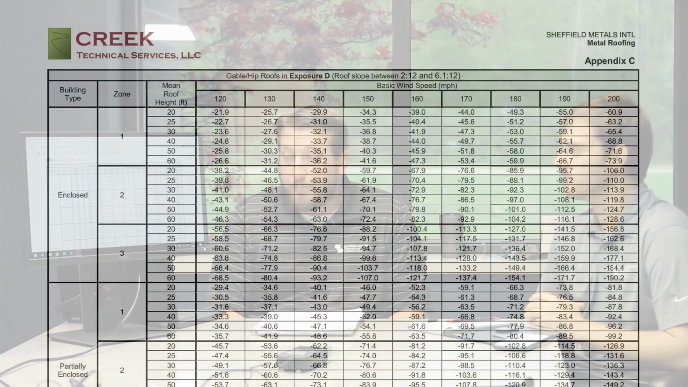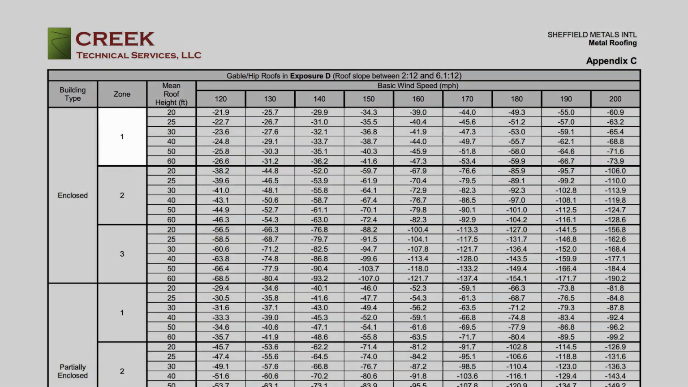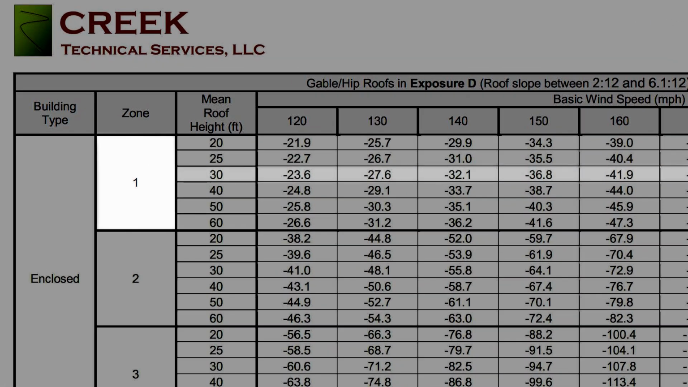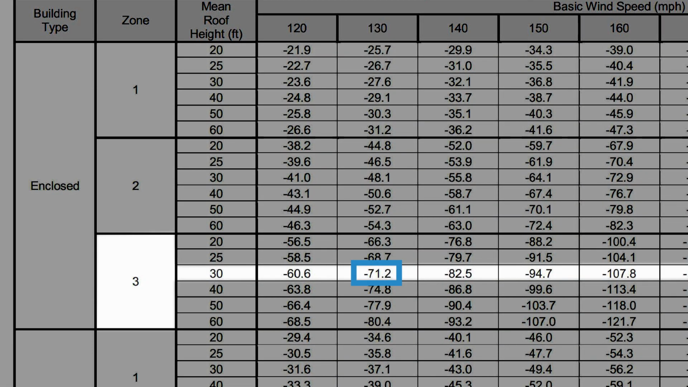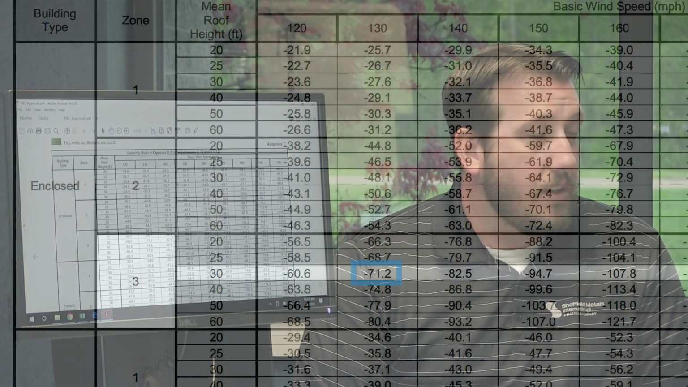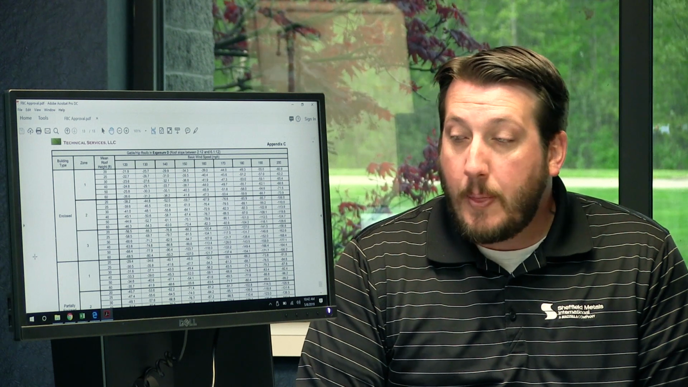We'll do the same example. 30-foot mean height, enclosed building, 130 miles an hour. Zone 1, in comparison, at a 30-foot mean height, you need a negative 27.6. But when you get down to your corner pressures at a 30-foot mean height, you need a negative 71.2. Because your corner is what is going to take all of that wind pressure. That's going to be the most vulnerable area on your roof.